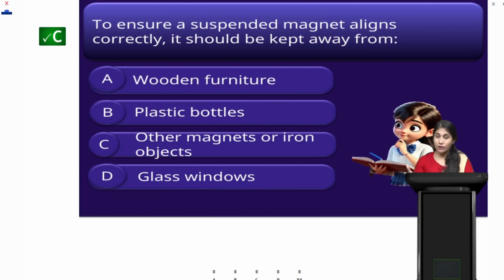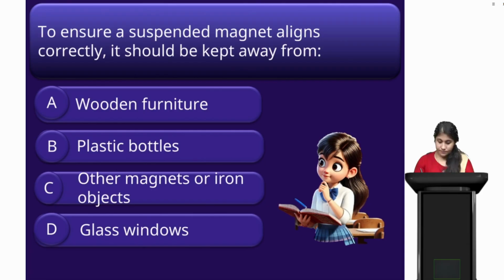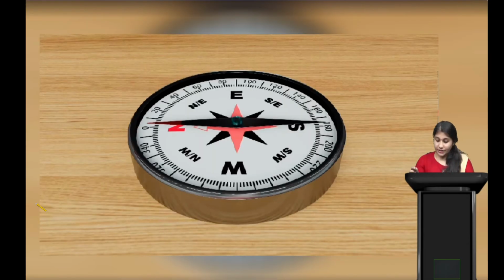Okay. So the glass windows, obviously not. The magnet will not get attracted towards the glass windows. Okay, so the correct option is other magnets or iron objects.